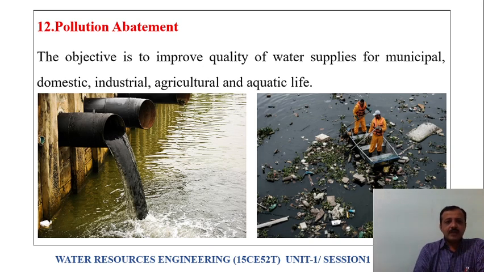Next is pollution abatement. This is also one of the important objectives of water resource management. Water conservation is very important. If this type of pollution occurs in any region, the precious water will be destroyed. So to prevent this, the water should be treated, and this treated water should be let into the rivers.